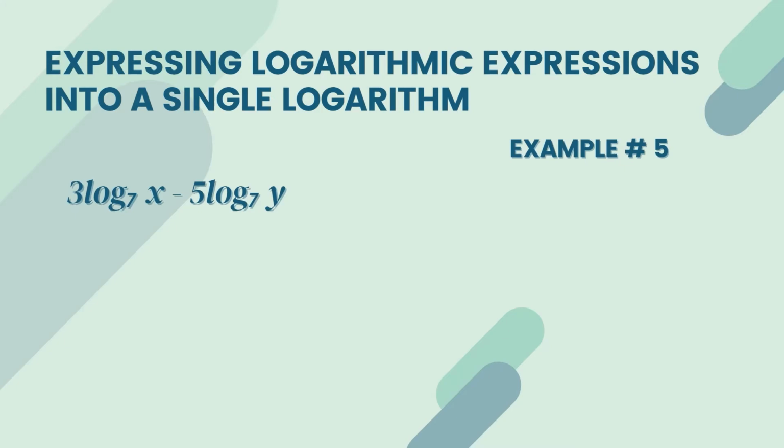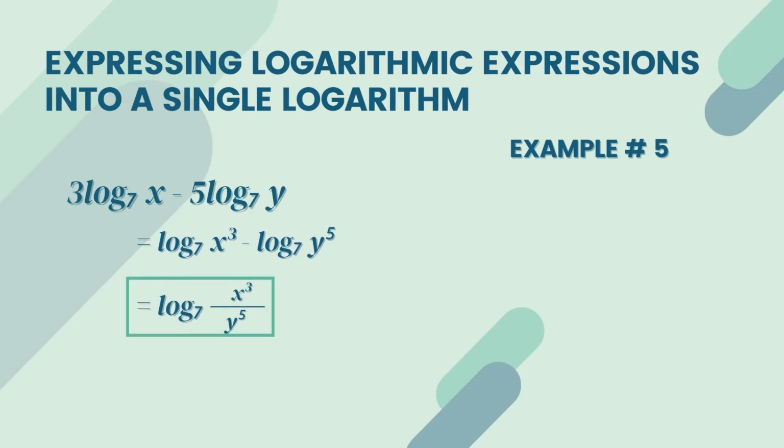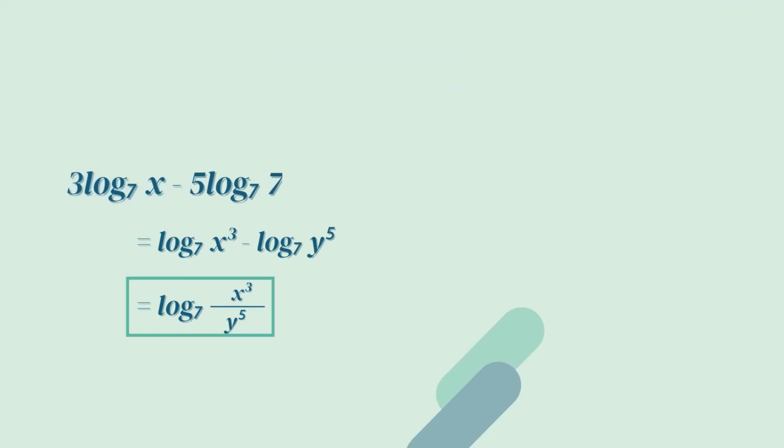Our last and fifth example is 3 log base 7 of x minus 5 log base 7 of y. We are first going to write this as log base 7 of x cubed minus log base 7 of y to the 5th. This is the first step. As you can see, it is the quotient rule, since the y to the 5th is after the negative sign, so that means that's what goes to the denominator. So you'll have log base 7 of x cubed over y to the 5th. And that is our last step and final answer.